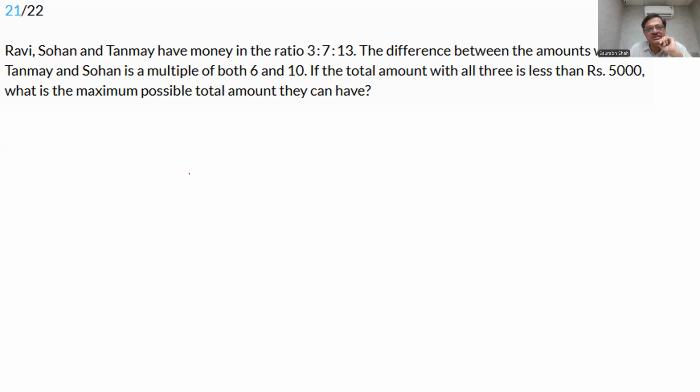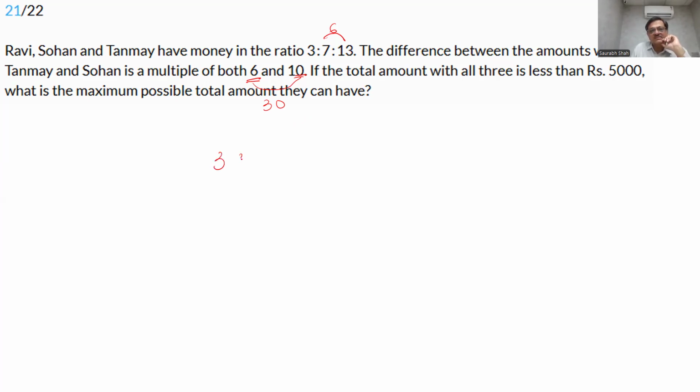The second last question of the SIMCAT. 3713. Ravi, Sohan, R, S, T. The difference between the amounts of S and T, you can take it as S and T. The difference between these two is a multiple of 6, but they say it is both a multiple of 6 and 10. A multiple of 6 and 10 means a multiple of 30, the LCM.